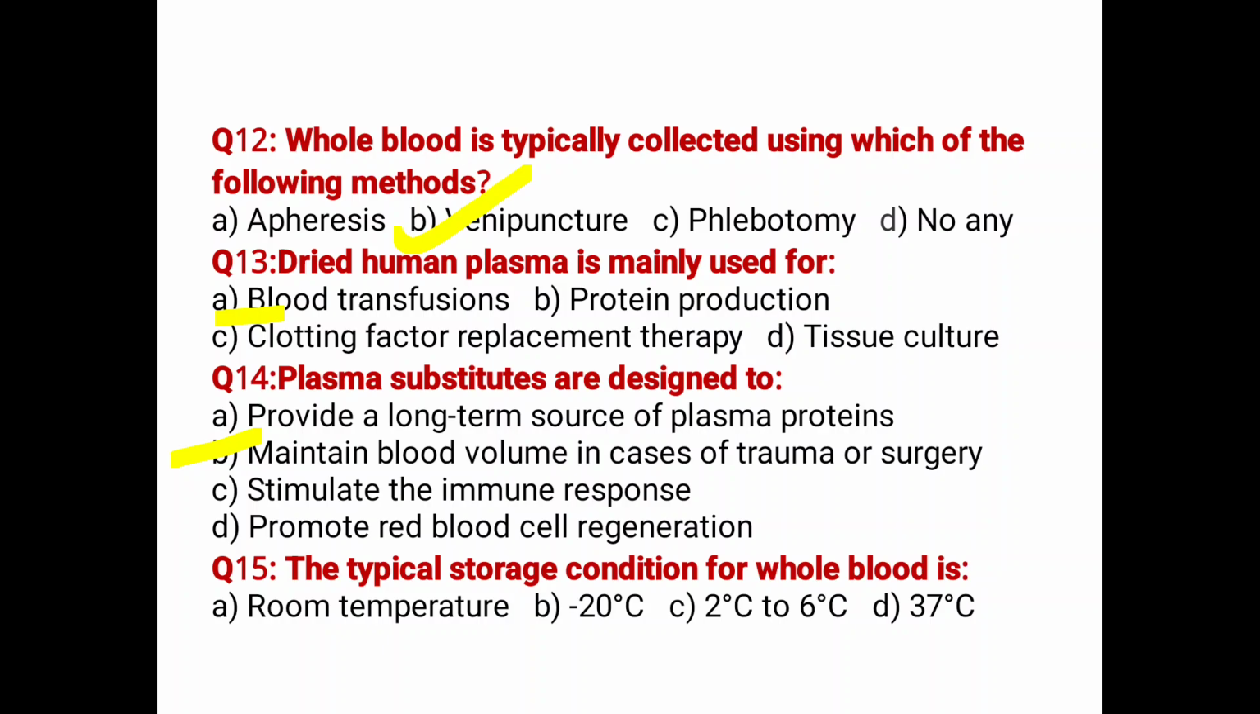Also, longer durations plasma proteins. Next, the typical storage condition for whole blood is: option A room temperature, B 20 degrees Celsius, C 2 to 6 degrees Celsius, and D 37. So 2 to 6 degrees Celsius is the correct answer.